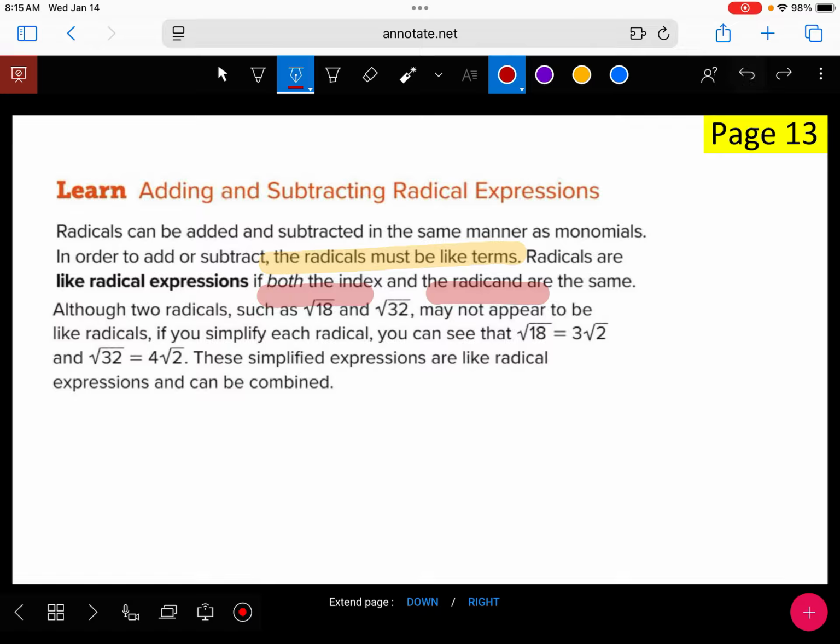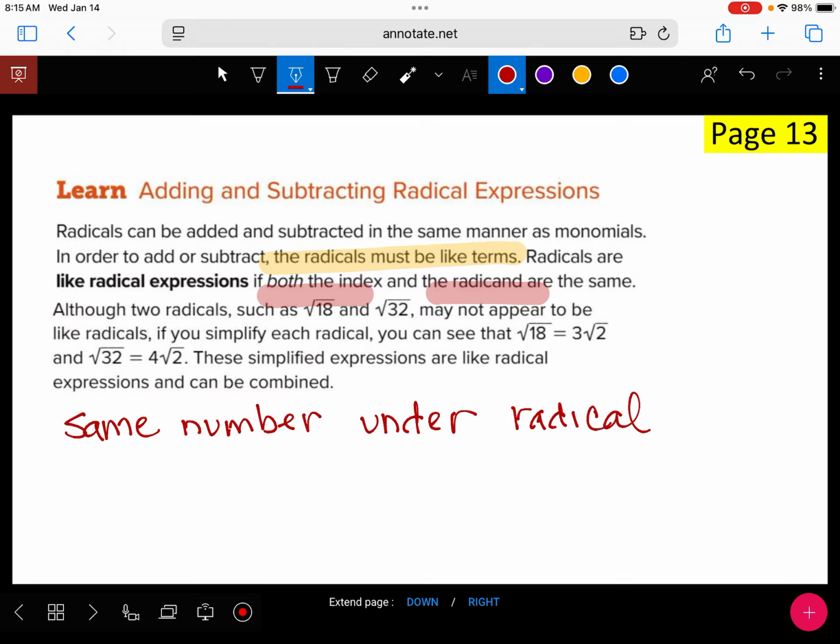So if you have the same number under the radical, then they are like terms. Same number under the radical, and they're like terms.